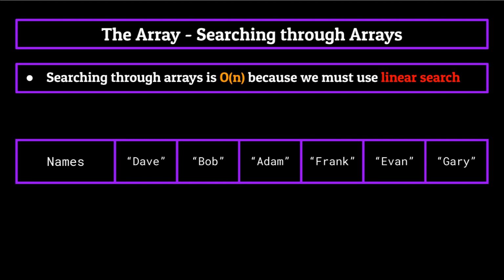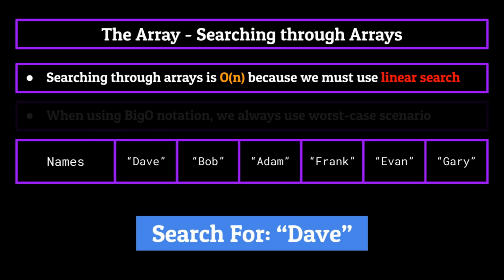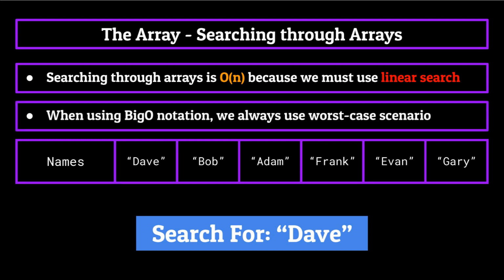Now, while there are faster ways to search through an array, those only work when the array is sorted. So for a basic array, searching through it to find a particular element is going to be O of n. Now sure, there are going to be cases where the element you're searching for is the first element in the array. But when working with big O notation, we always use the worst case scenario.